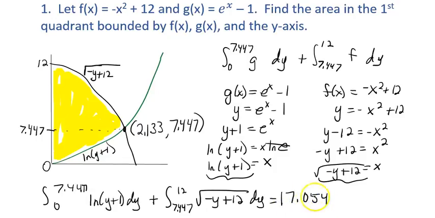17.054, which is the same thing that you would get if you had used the x that we were talking about doing the top minus bottom. So if you want to check it, you would check it using x's from 0 to 2.133 of the top minus bottom in terms of x. So negative x squared plus 12 minus e to the x minus 1 dx. So if you plug that in, you should get that same thing.